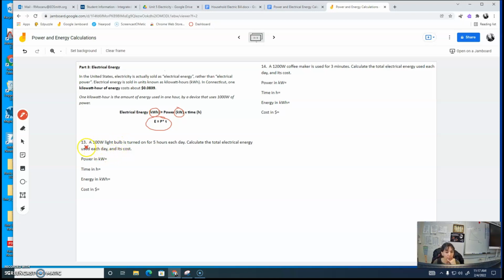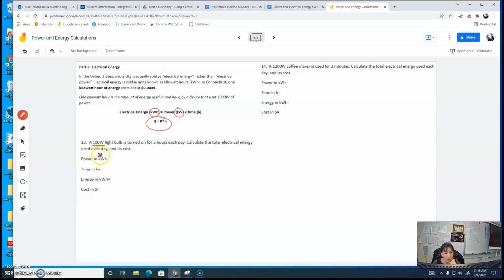Let's take this example. A 100-watt light bulb is turned on for 5 hours every day. Calculate the total electrical energy used each day and its cost. We always start off by reading the problem really carefully and seeing what the problem is giving us. We have a handy little list that I made here for you. In the future, you should make your own little list of all the variables, all the different things in the problem that could possibly change. And we're going to plug in the things that we know and the things that we're asked to find.